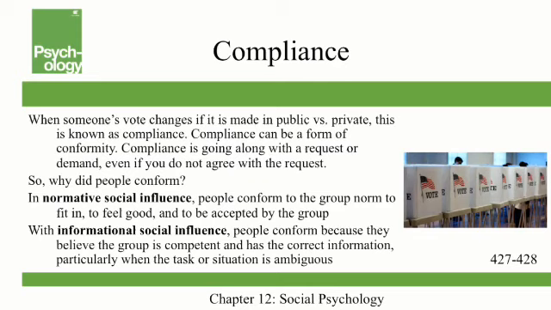There's a normative social influence, and this is the idea that people conform to the group norm to fit in, to feel good, and to be accepted by the group. And with an informational social influence, people conform because they believe the group is competent and has the correct information, particularly when the task or situation is ambiguous. So in the Asch study, because the line test was not ambiguous, it would seem to be an instance of normative social influence.